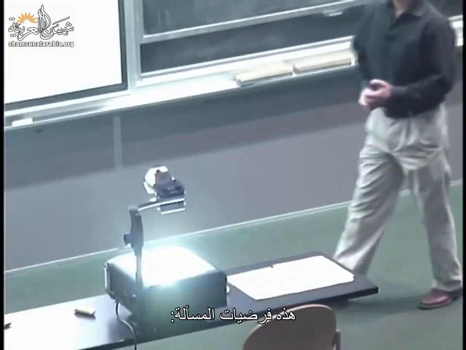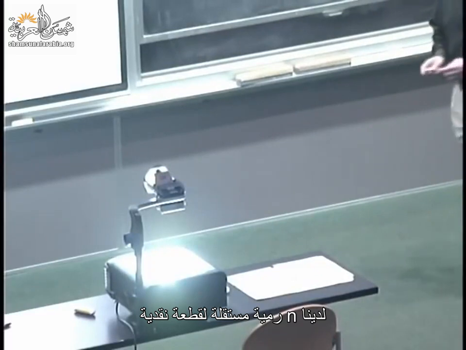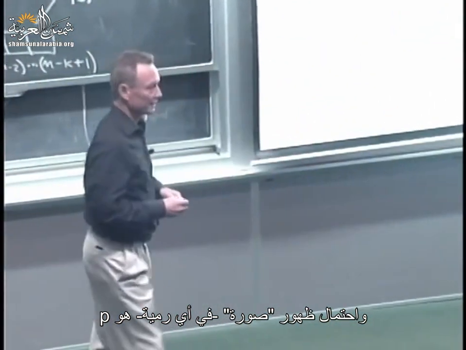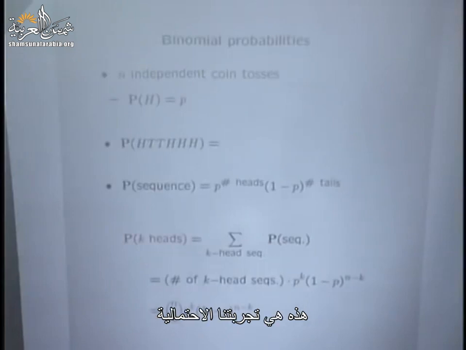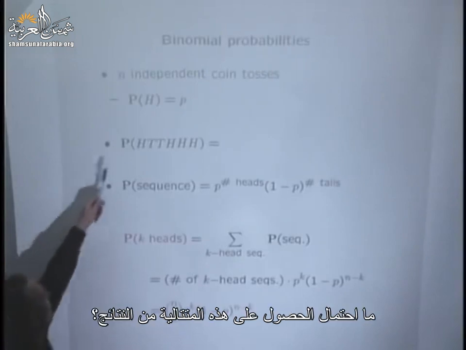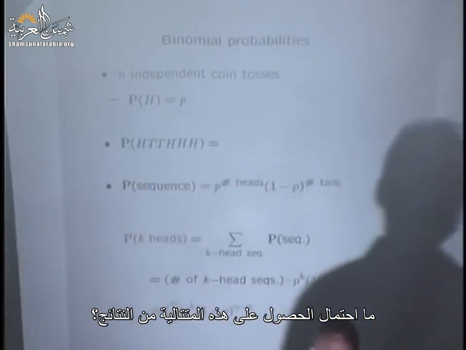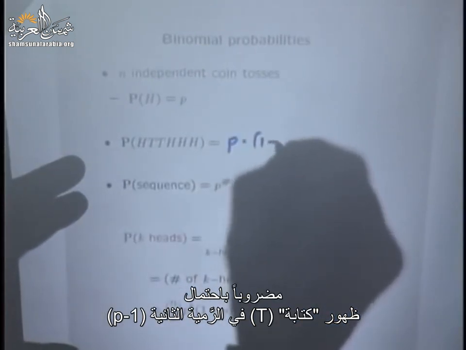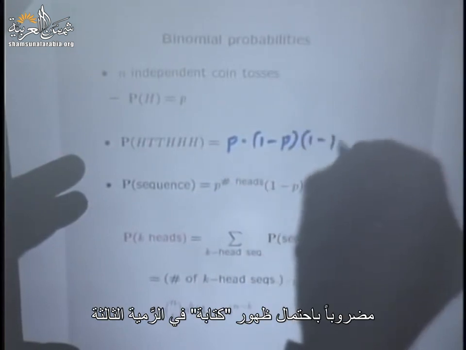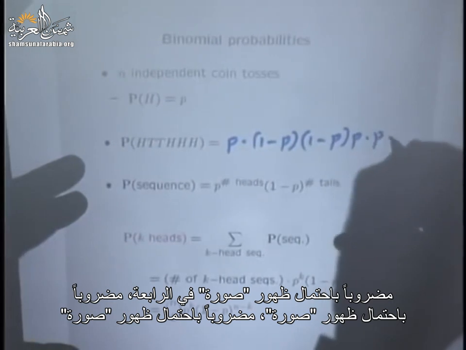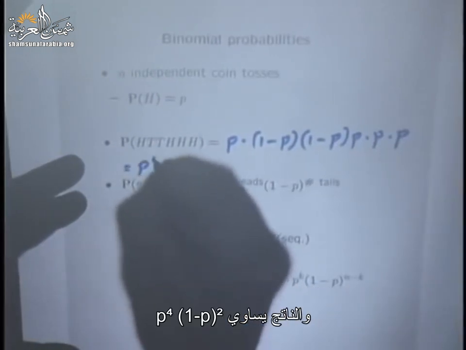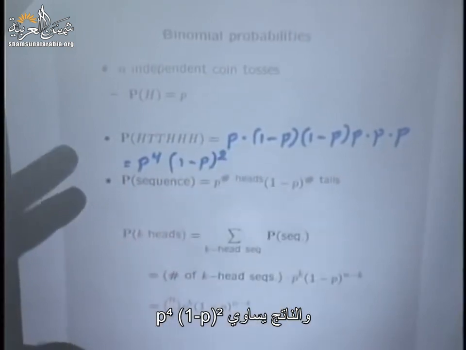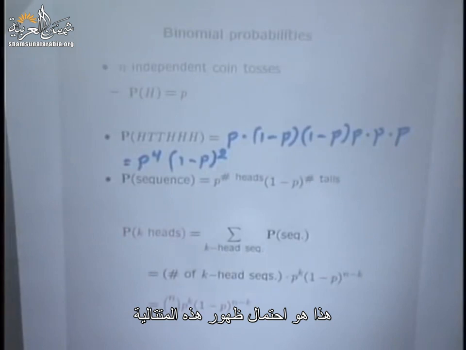So here's the setting. N independent coin tosses, and each coin toss has a probability p of resulting in heads. So this is our probabilistic experiment. Suppose we do 6 tosses. What's the probability that we get this particular sequence of outcomes? Because of independence, we can multiply probabilities. So it's going to be the probability that the first toss results in heads, times the probability that the second toss results in tails, times the probability that the third one results in tails, times probability of heads, times probability of heads, times probability of heads, which is just p to the fourth times 1 minus p squared. So that's the probability of this particular sequence.